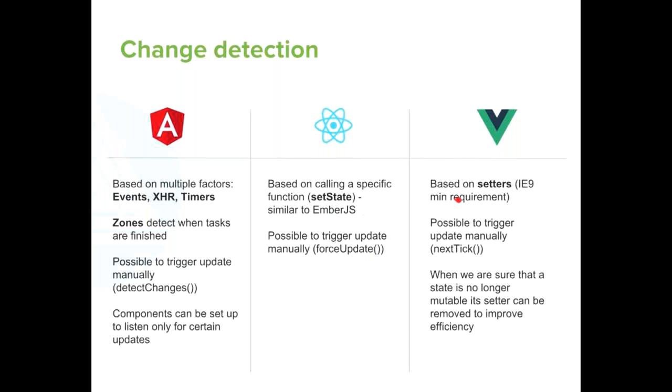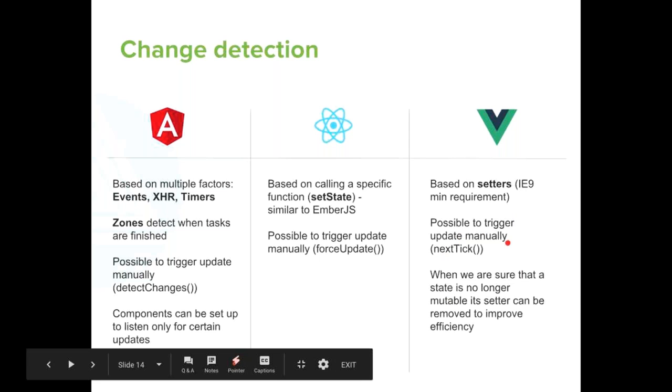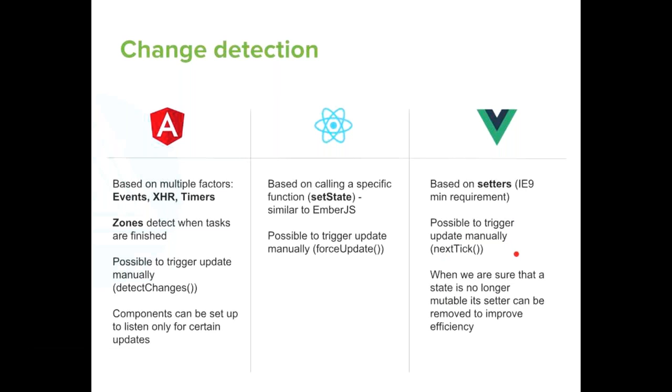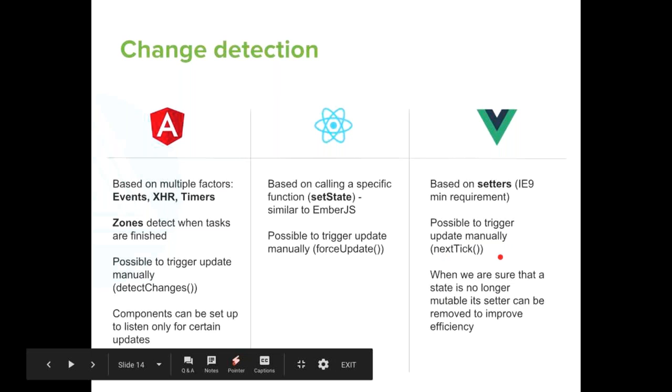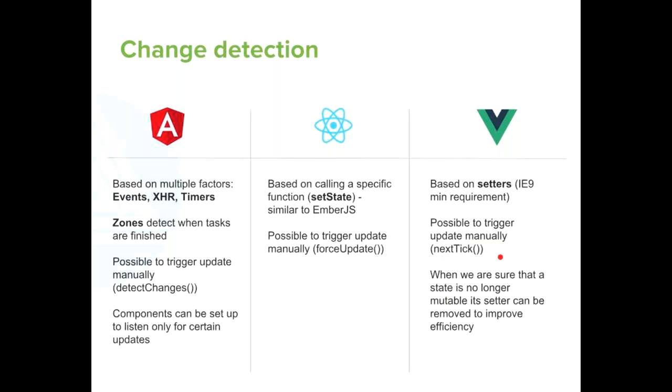In the case of Vue, it's based on setters. I will show you in the next slide how it works. But that's why Vue needs IE9 as a minimal requirement, because it needs these setters, and they were not present before. You also get the chance to trigger the change manually, calling next tick. And you can also improve your component: when you know that a specific state won't change, you can freeze the object. In that way, Vue doesn't use the setter anymore, and that state would never actually trigger a change.